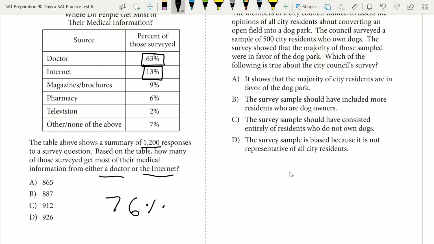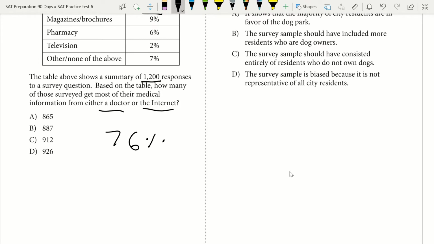So I've got 76%. I've got to multiply that by my 1,200 responses. So that's going to be 1,200 times 0.76. I'll plug that in my calculator and see what that gets me. 1,200 times 0.76. That's going to give me 912. Okay, that's 912. So my answer there is going to be C.